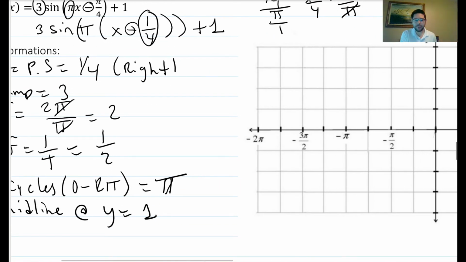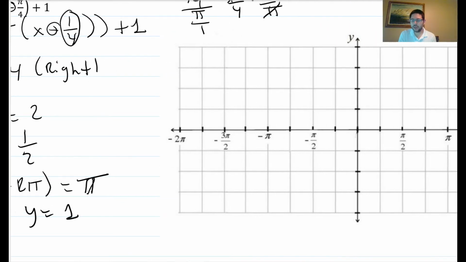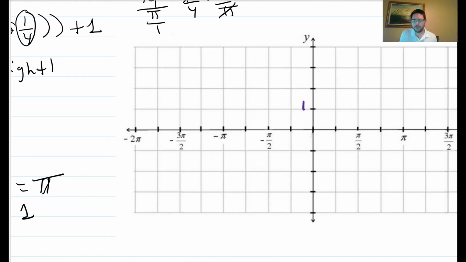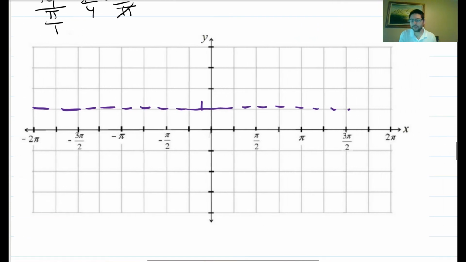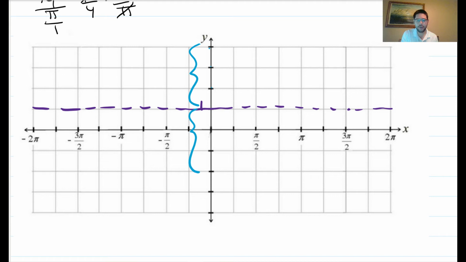Okay, so let's go ahead and graph this real quick. The midline I'll do in purple. So we have a midline at the 1. I'm going to draw that first, like that. Now we said that the amplitude is 3, which means we're going to go 1, 2, 3 units up and then 3 units down, right? So I'm going to go up to the 4 up here, because 1 plus 3 is 4. And then if I subtract, I'm going to go down to the -2. Those are the ones that I'm interested in.